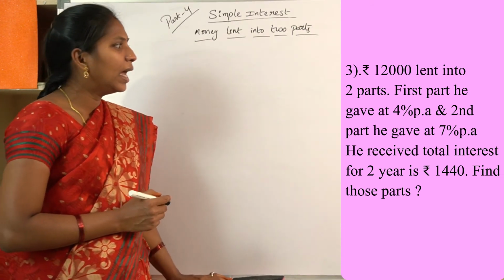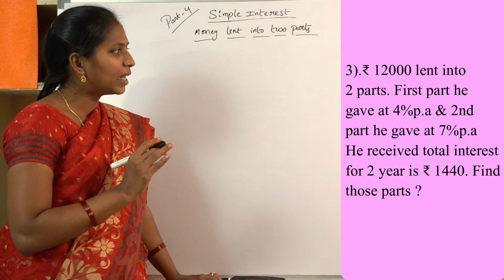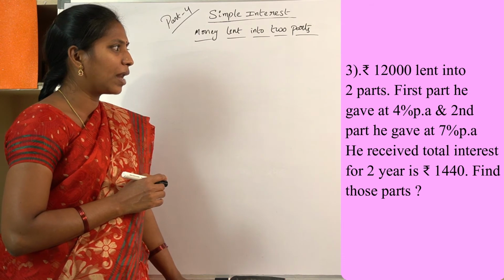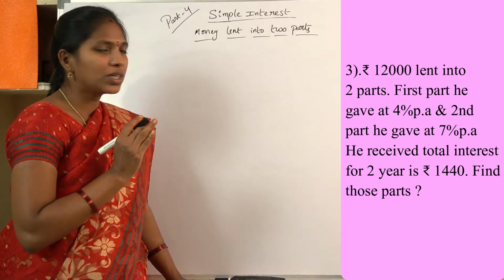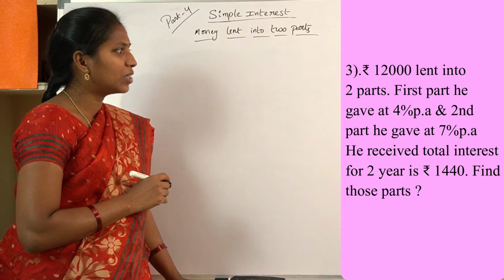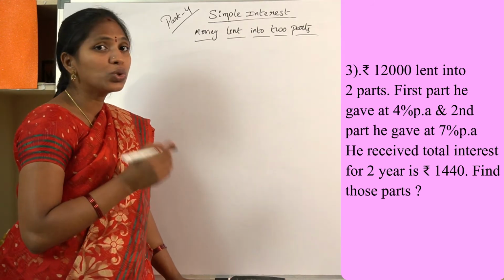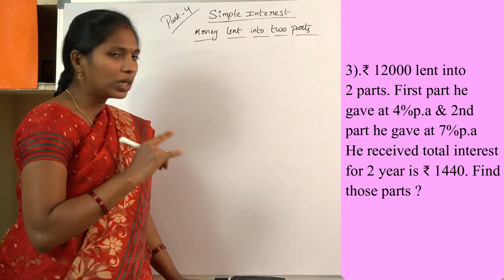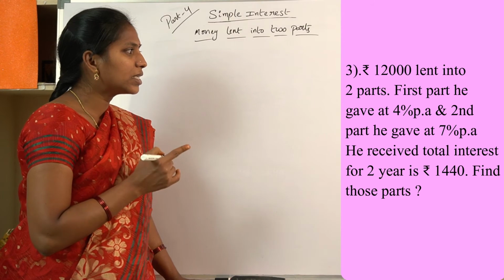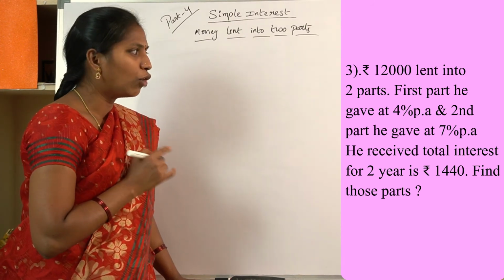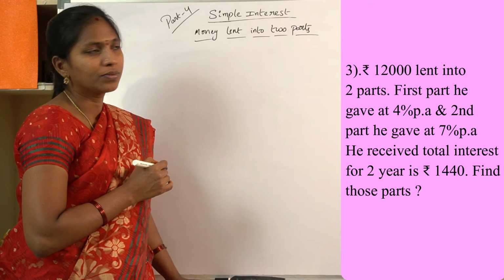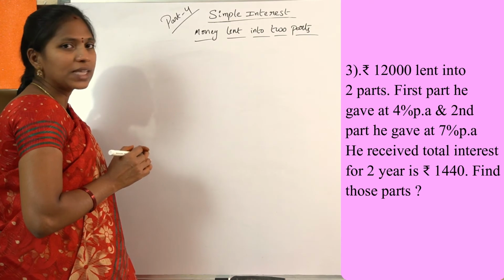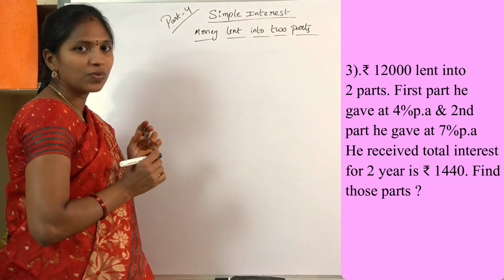Rupees 12,000 lent into two parts. First part he gave it at 4% per annum and second part he gave it at 7% per annum. Up to here the second question and third question both are same. Now see, he received a total interest for 2 years, not for 1 year. Here in this example, he received total interest for 2 years is 1440. Find those parts. See the difference in between second and the third questions, very important. Second question is for 1 year and third question is for 2 years.